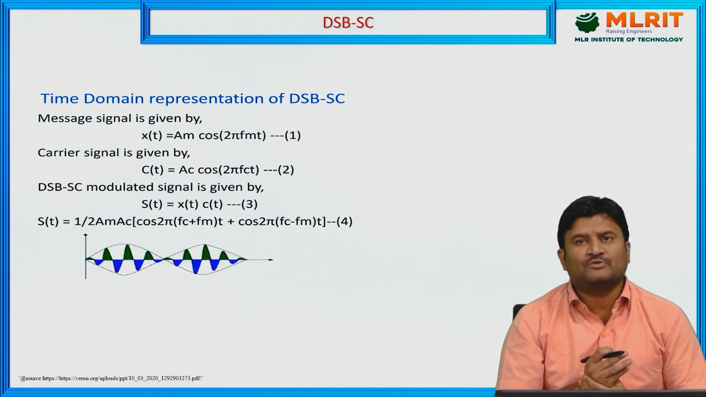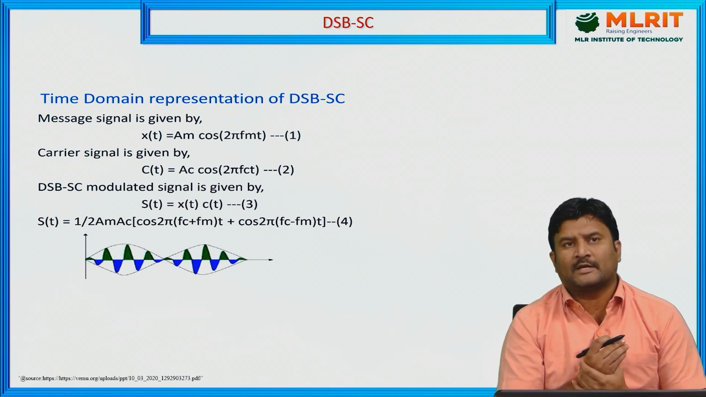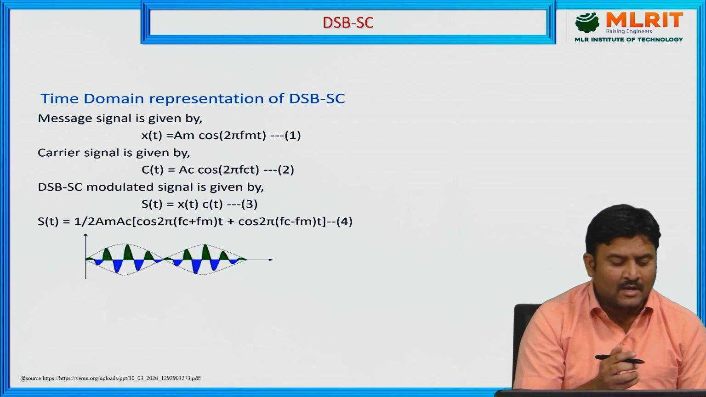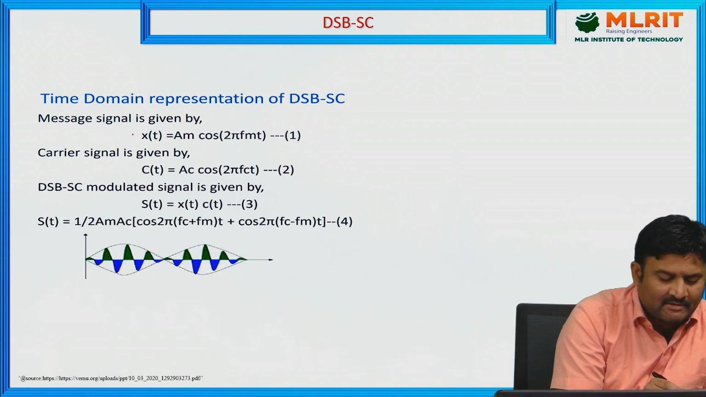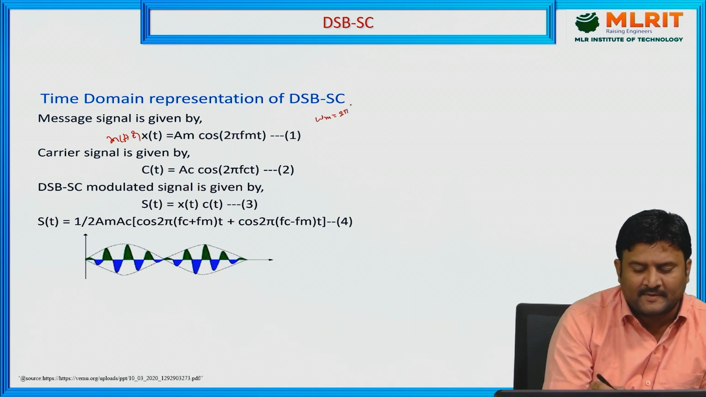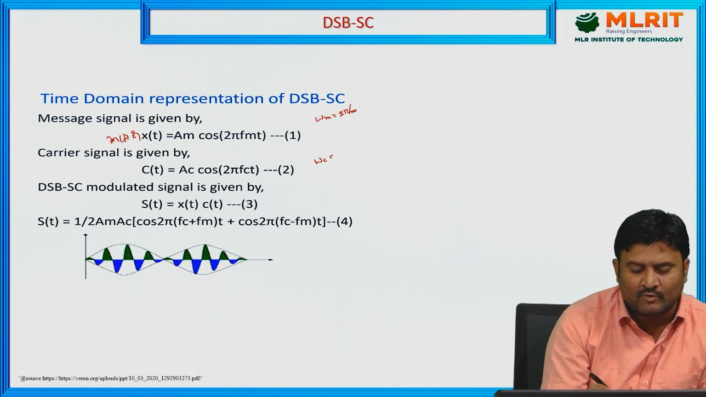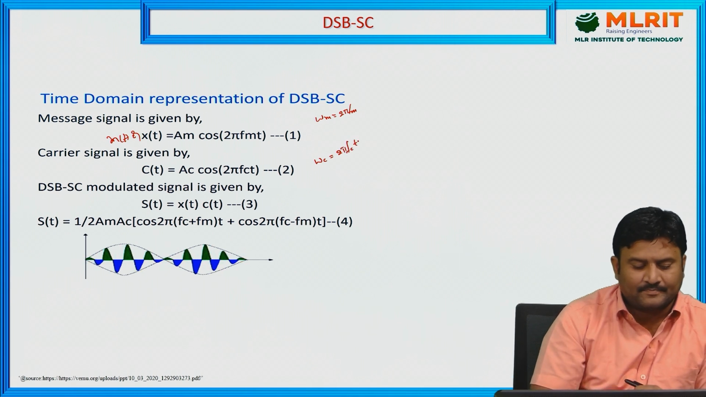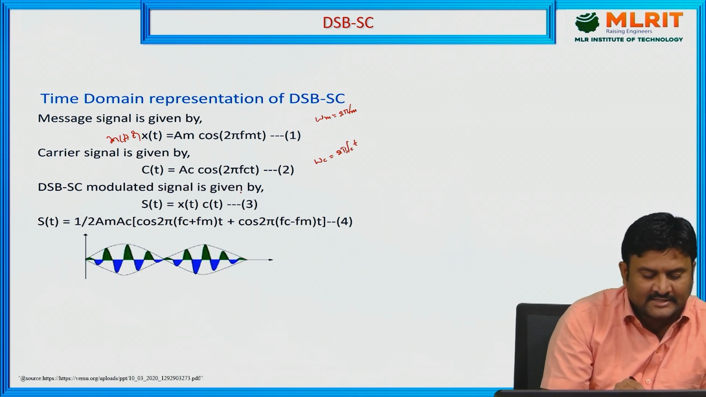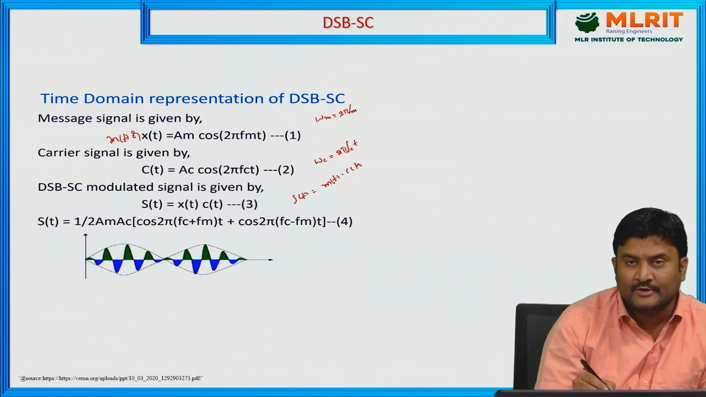Then go for the next one, the time domain representation and the frequency domain representation. In the time domain representation, observe here, the message signal is given by m(t) or x(t) equal to Am cos ωmt, where ωm is 2πfm, and the carrier signal is c(t) equal to Ac cos 2πfct, where ωc is 2πfc. Then the DSB-SC modulated signal s(t) is, as you know very well, m(t) into c(t), or x(t) into c(t).